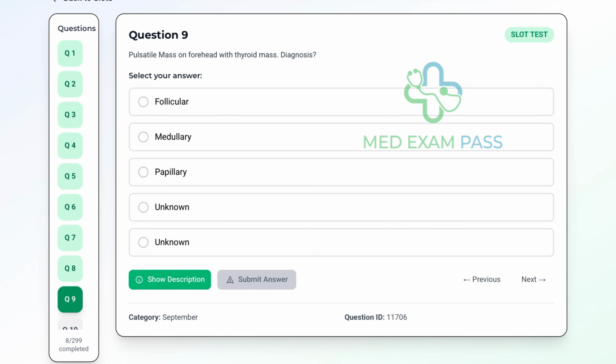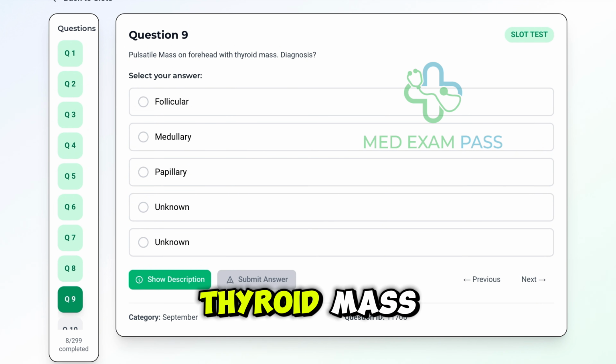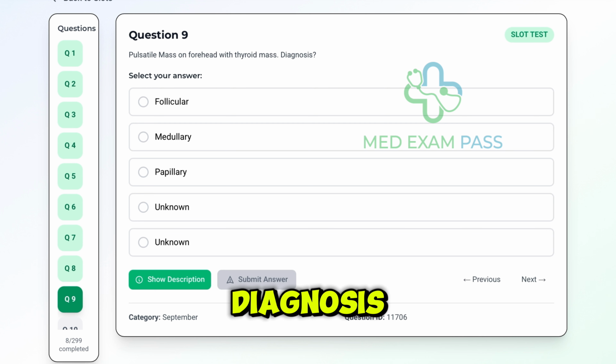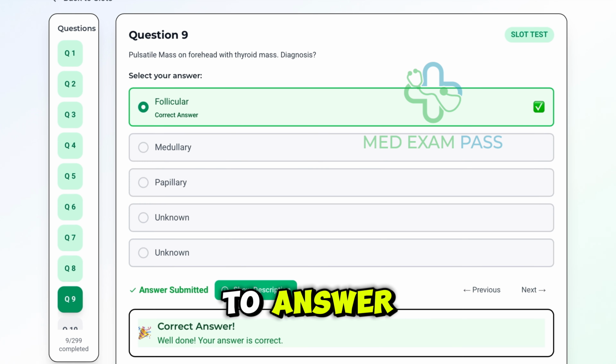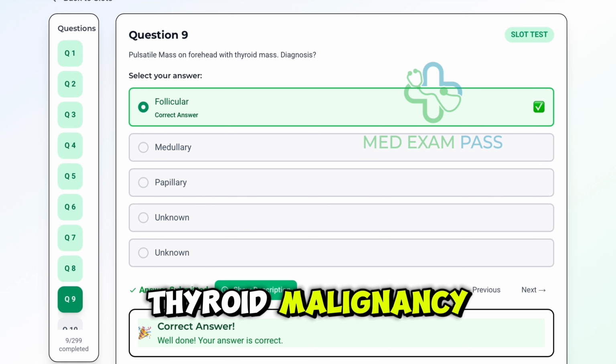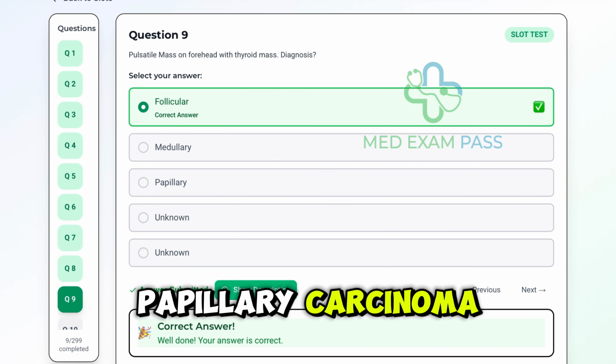Question number 9. A pulsatile mass on the forehead with a thyroid mass. What is the diagnosis? So it's a thyroid cancer being given here. Follicular thyroid cancer is the best possible option here to answer. It is the second most common thyroid malignancy. So what is the first one? It is the papillary carcinoma.